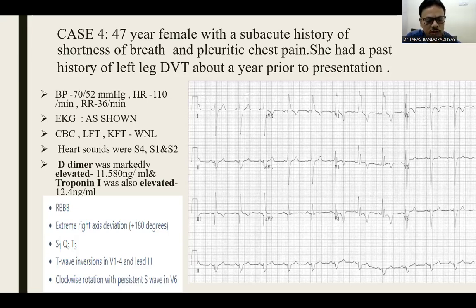There is T-wave inversion in V1 to V4 and lead 3, and clockwise rotation with persistent S-wave in V6. All features of right ventricular overload. And the CBC, LFT, KFT was normal. Heart sounds insignificant. D-dimer was markedly elevated, and troponin I was elevated. This happens in case of pulmonary infarction.